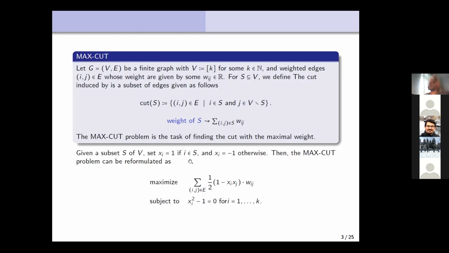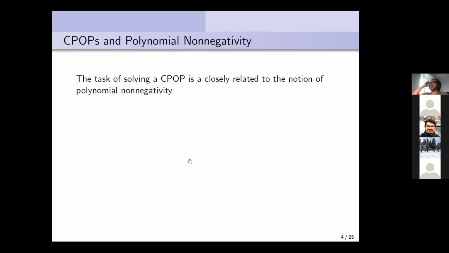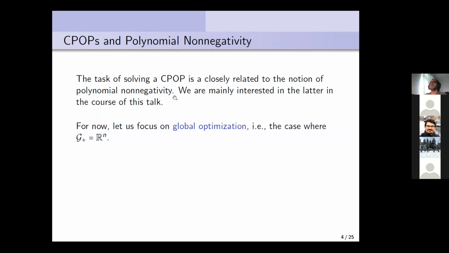So these kinds of problems are important, but as I said, we are not going to be solving CPOPs in this talk. We are mainly going to be interested in polynomial non-negativity, which is closely related to solving polynomial optimization problems. Another thing I want to stress is that we are going to focus mainly on global optimization, which is the case where your feasible region is the whole Rn.